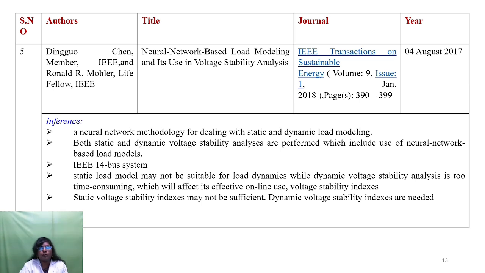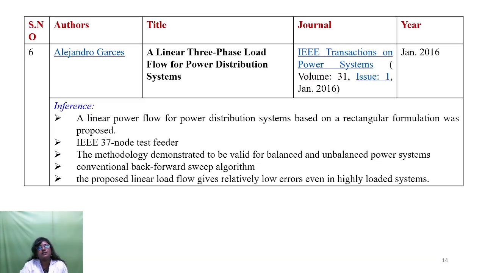Static load modeling may not be suitable for the load dynamics, while dynamic voltage stability analysis is too time consuming, which affects its use for online voltage stability indices. The static voltage stability indices may not be sufficient, and the dynamic voltage stability indices are limited. And next is a linear 3-phase load flow for power distribution.